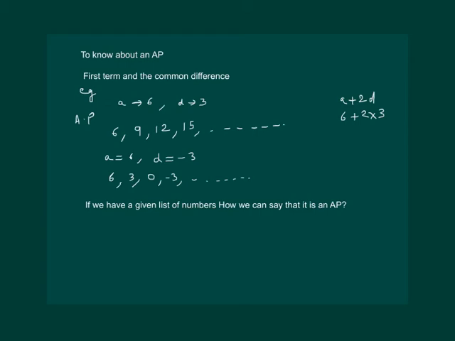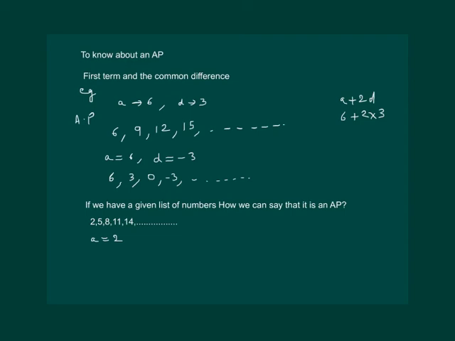Now the question arises, if we have a given list of numbers, how can we say whether it is in arithmetic progression? Say we have the following list and we have to find out whether it is in arithmetic progression or not. Here, since a is the first term, a can be found out easily to be 2 in this case. Now we know that in an arithmetic progression, every succeeding term is obtained by adding d to the preceding term.